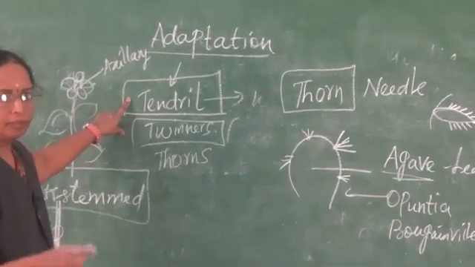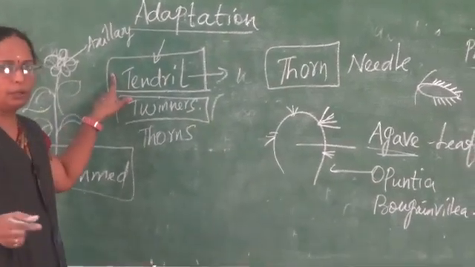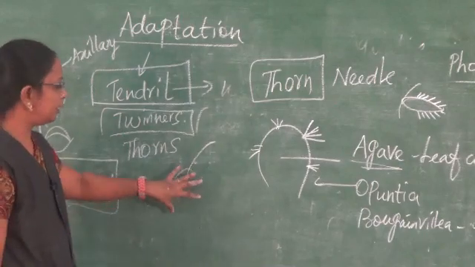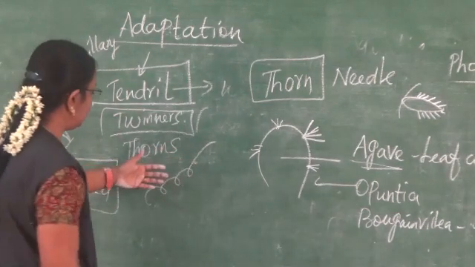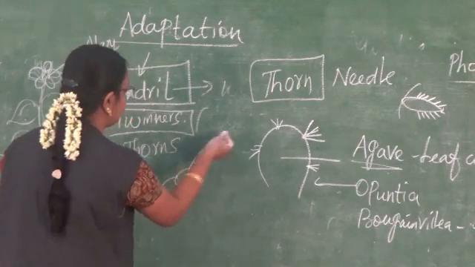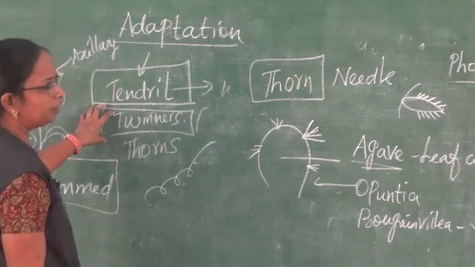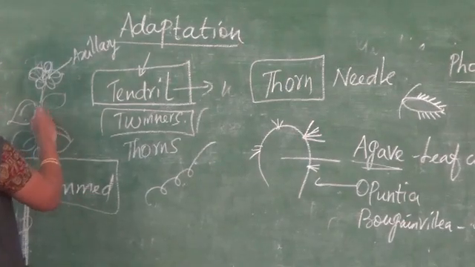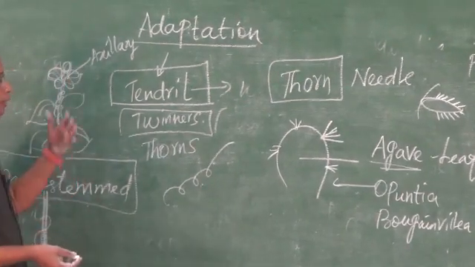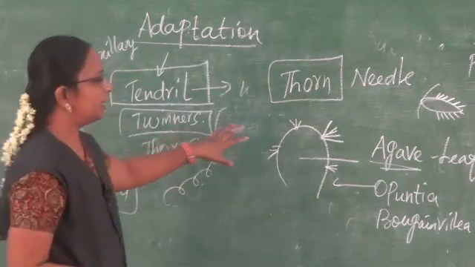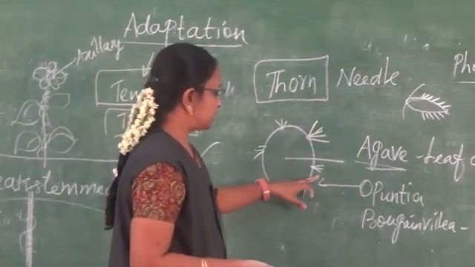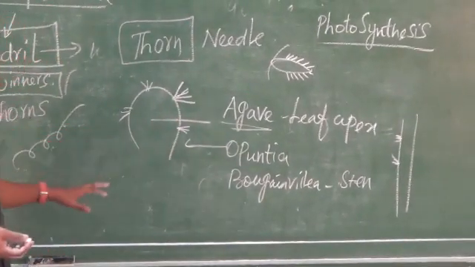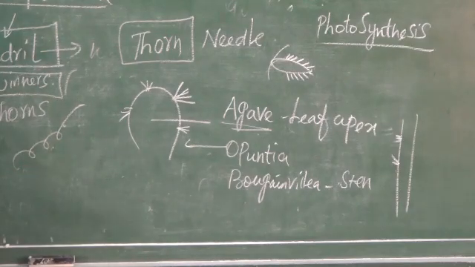Tendril means some of the parts of the plant develop into a tendril, a hook-like structure. With the help of this hook, they are climbing the plant and then they live. The twiners mean the plant itself twines around some other plant and then they live. Thorns mean they develop a needle-like structure. The leaves become reduced and they are developed into thorns. So these are some of the adaptations.